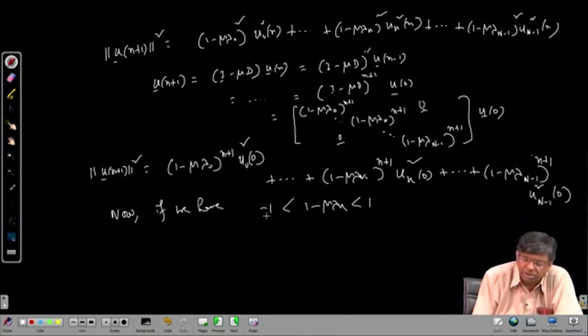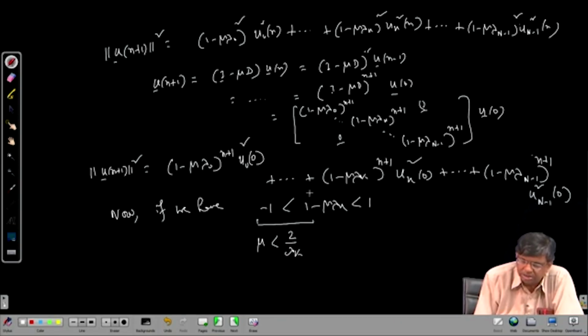Okay, it can be minus 0.3 also or plus 0.3 also, does not matter. Magnitude should be less than 1. Then only, as we go on doing it, its magnitude finally will go down to 0. So this should be true for all lambda k. This means if I take this part, then you take this to this side, minus 1 to this side. So that means mu less than 2 by lambda k.